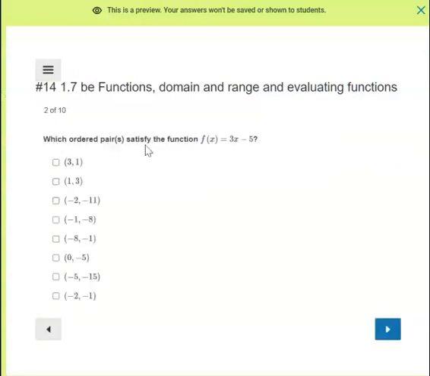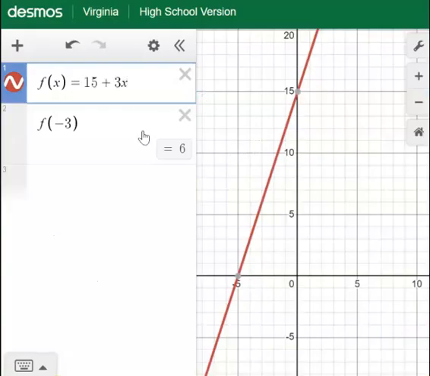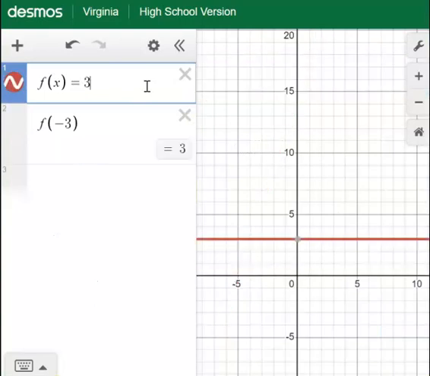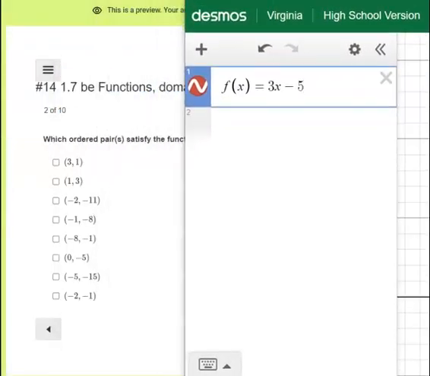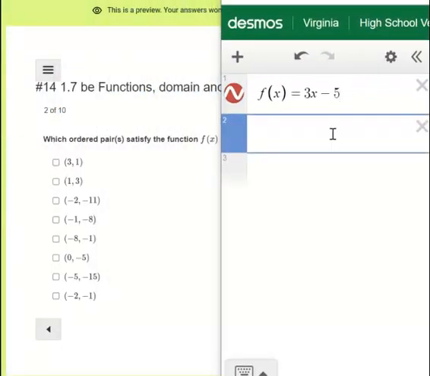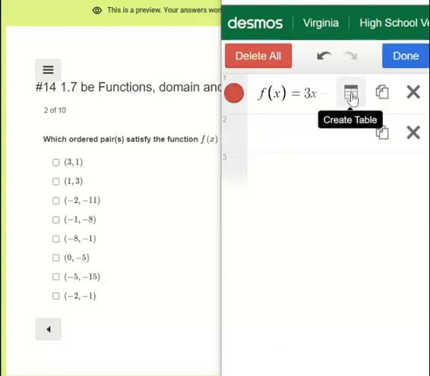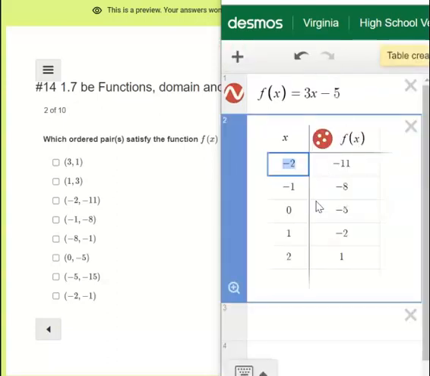Next one. Which ordered pairs satisfy the function f of x equals 3x minus 5? So I'm just going to plug that in Desmos. 3x minus 5. And then here we want to see which points satisfy this. So I'll go ahead and maybe do it as a table of values since there are so many of them to check. So I'll do 3, 1, negative 2. I'm just putting in the x values, and then Desmos will calculate the y values for me.